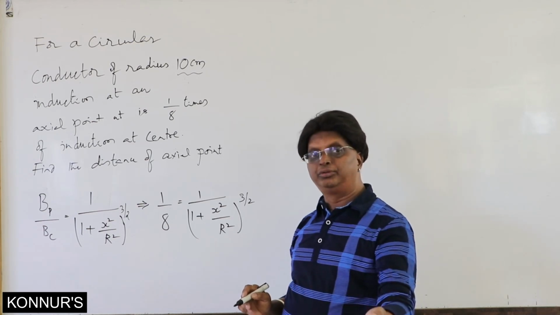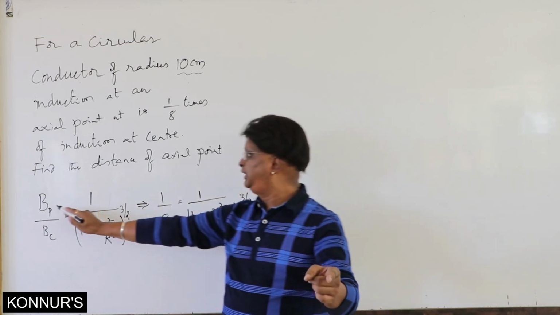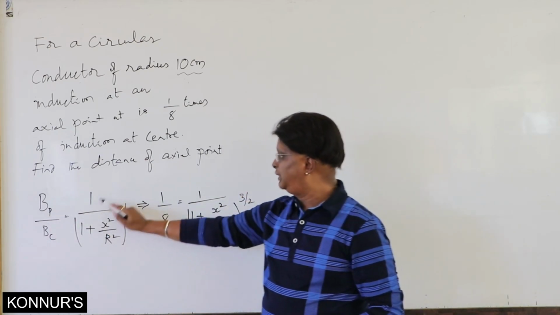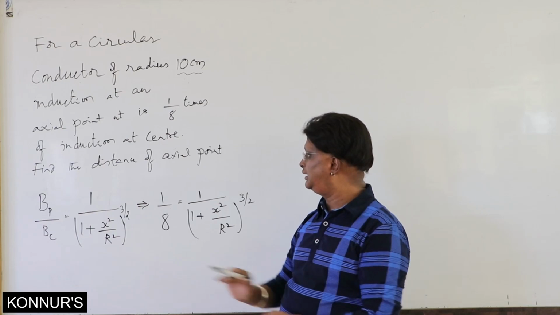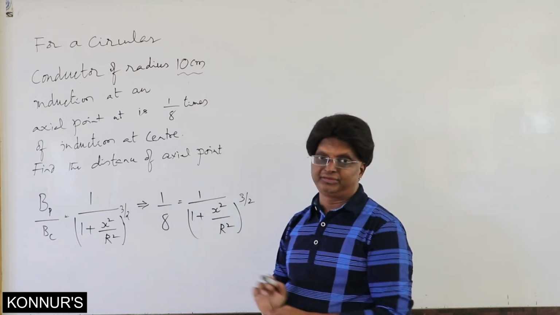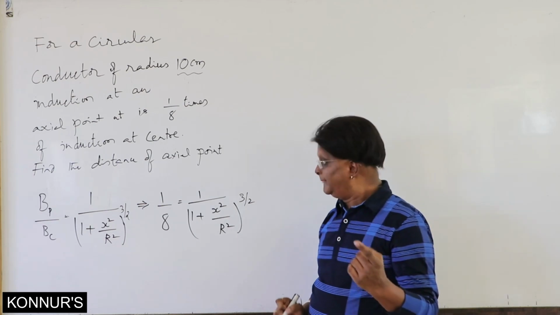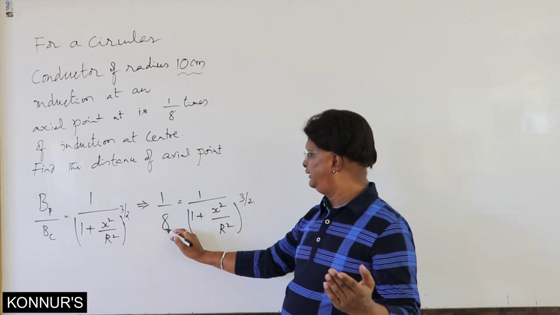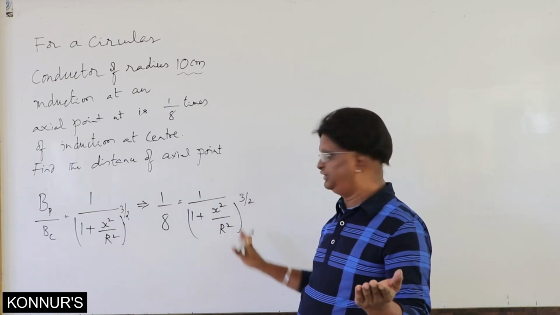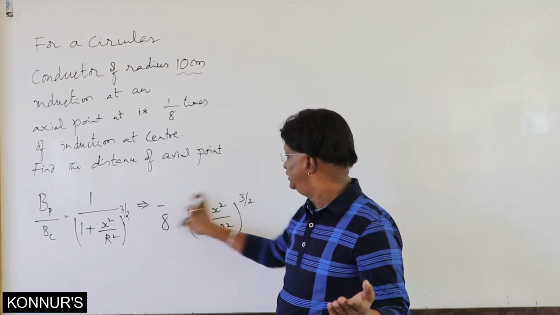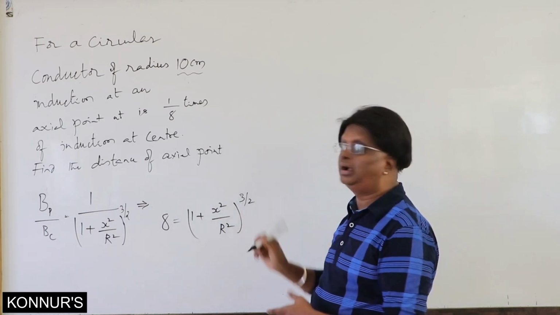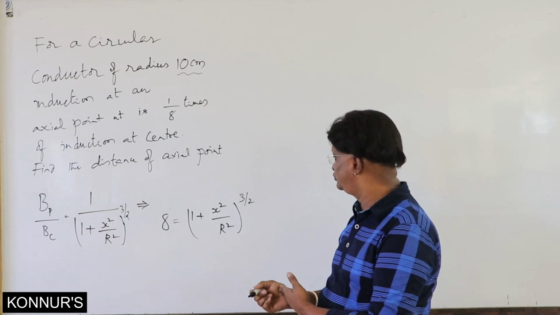Now just go through your notebook and find this result. B at axial point compared with the center, then this is 1 by (1 plus x squared by r squared) everything raised to 3 by 2, x is the distance of the axial point, remember? Therefore now it is going to be 1 by 8. Even now, simplification I show you. I will take this, so this becomes 8 is equal to, then this is 3 by 2, further simplification I am showing.